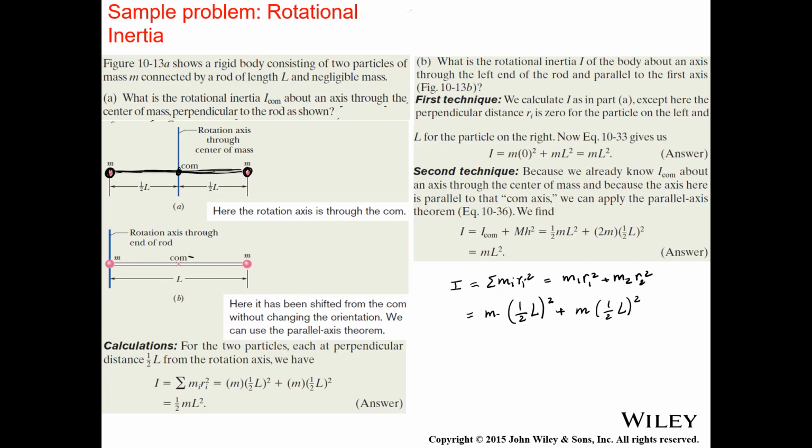Makes sense? All right. Now I'll just have to solve, and I can calculate the total rotational inertia for these two masses, which are at a distance half L from the axis of rotation. So this will be 1/4 mL squared plus 1/4 mL squared. And this gives me half mL squared. Makes sense? Very typical question. In the exam, I'll definitely put something like this.